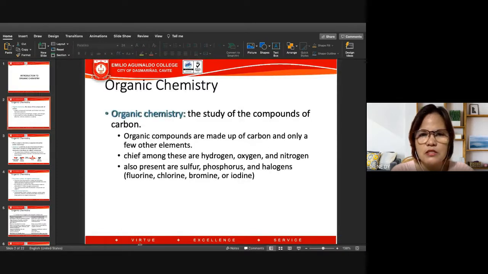So, sabi ko kanina, carbon and only a few other elements. Chief among them are hydrogen, oxygen, nitrogen. CHO, then we use CHN, or amino acid. Two amino acids make a protein, with nitrogen. There was also the presence of sulfur, phosphorus, and halogens: chlorine, bromine, or iodine.